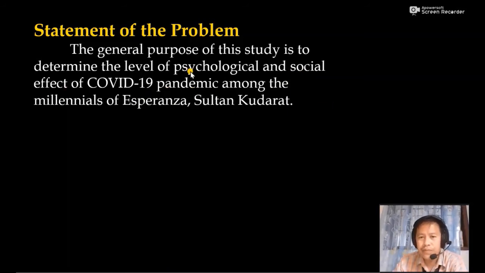Take note of the two major variables or the indicators of the variable COVID-19, psychological and social effect among the millennials of Esperanza National High School. Take note, you must be very specific with your respondents. This study is only considering the millennials. And who are these millennials? You, the students, are millennials.